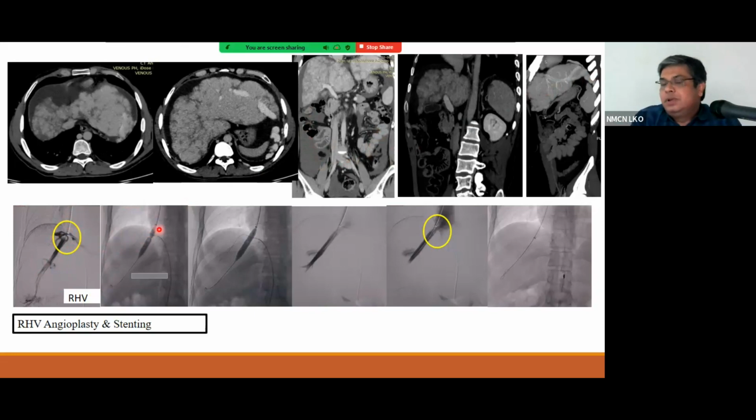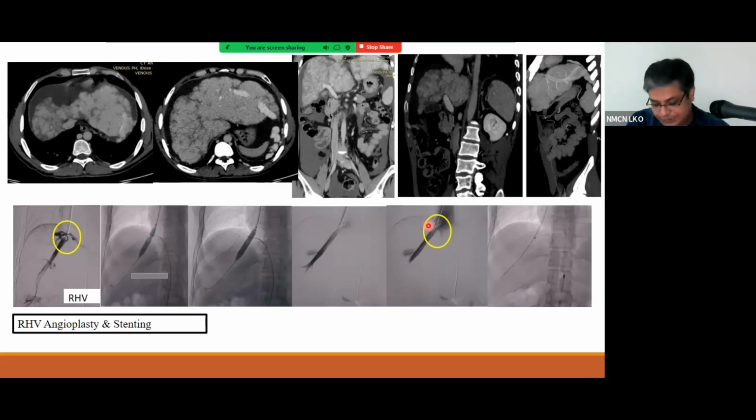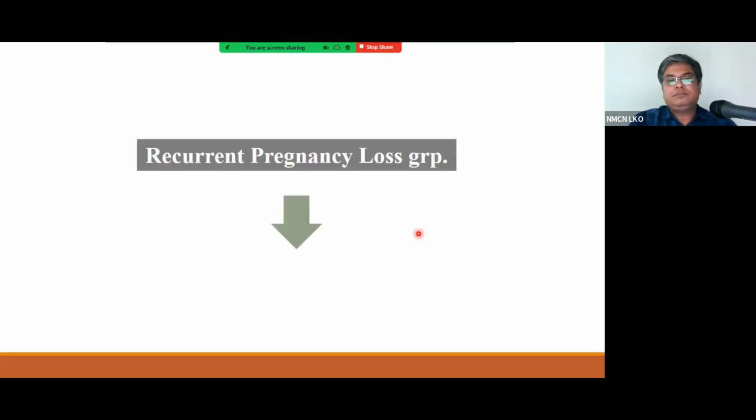So again, a balloon was placed across the stenotic segment in RHV, and balloon dilatation was done, and post balloon dilatation, a 10 mm diameter stent was placed in RHV with restoration of good antegrade flow from RHV to heart. This patient is also doing well with resolution of ascites.